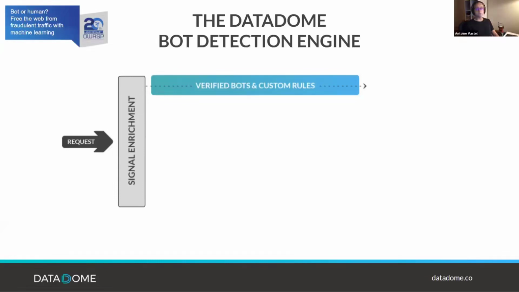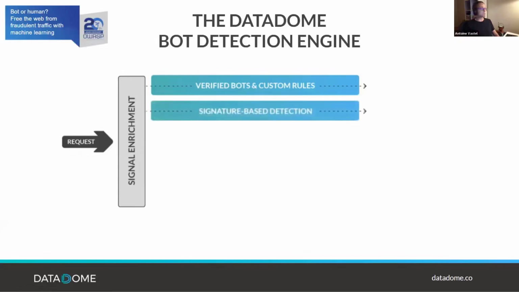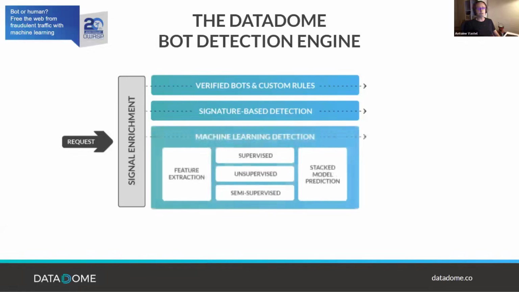So first, we will verify if the request is coming from a verified bot or a good bot like Googlebot, and whether or not it matches custom rules created by our customers in their dashboard. We'll verify if it matches a set of signatures of bots, for example, bots with a discriminating TLS fingerprint or bots that have non-legitimate client-side fingerprints. And then we will apply a set of machine learning detection techniques. I will provide more details on this topic after.